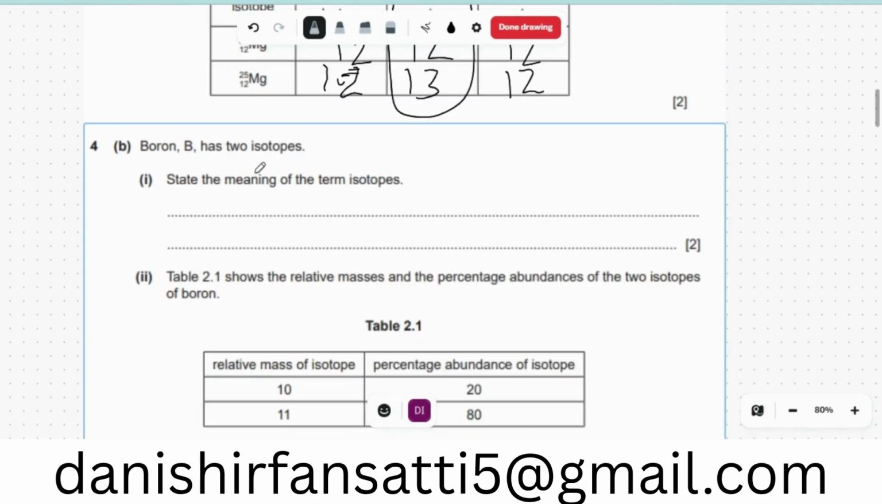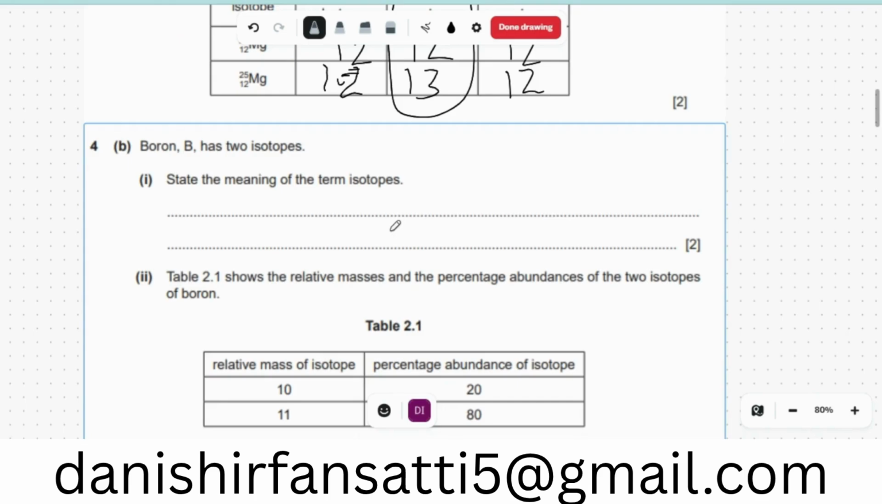Okay, boron has two isotopes. State the term isotopes. Again, I will not write it down. Okay, so isotopes have the same proton number but different numbers of neutrons. Okay, that is a simple definition.